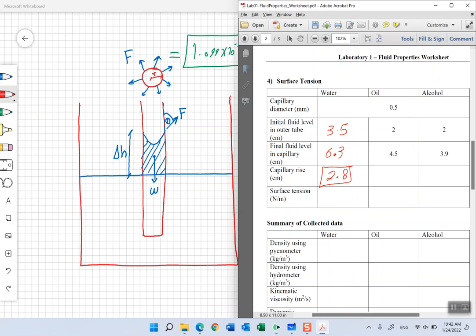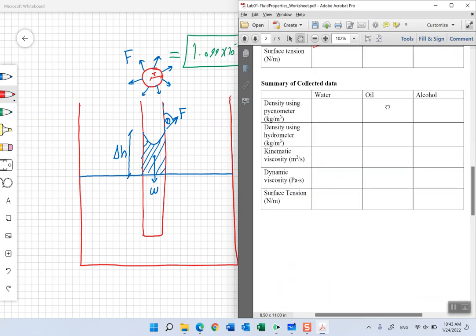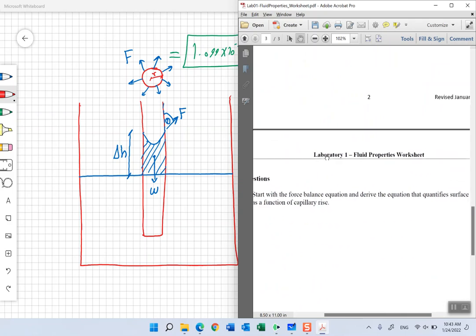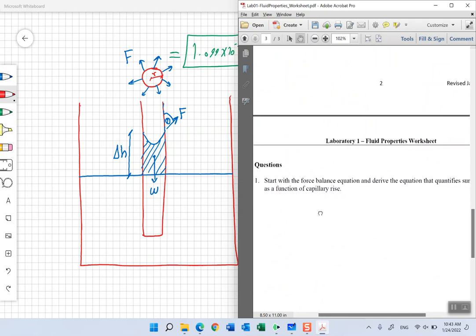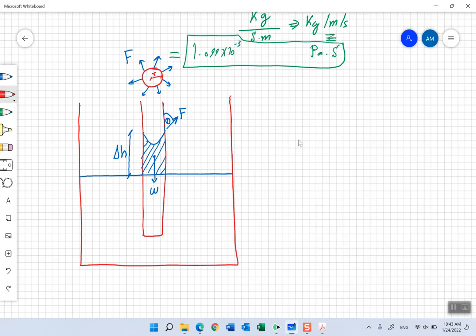And how to do that? I can easily give you the equation, or we can derive the equation together, because in the first question, you will see that it asks you to derive the equation by yourself. So to save you some time, I will derive it with you, okay? So the first question asks you to start with the force balance equation and derive the equation that satisfies surface tension as a function of the capillary rise.